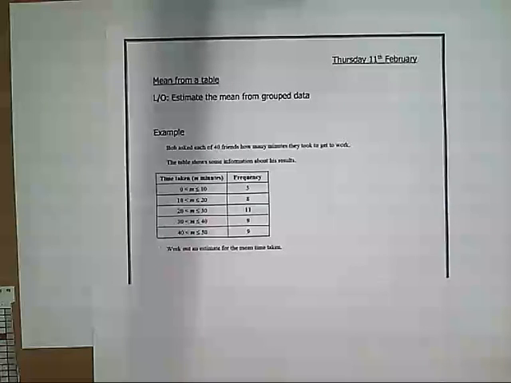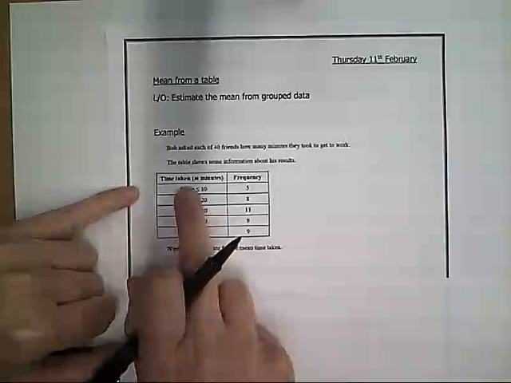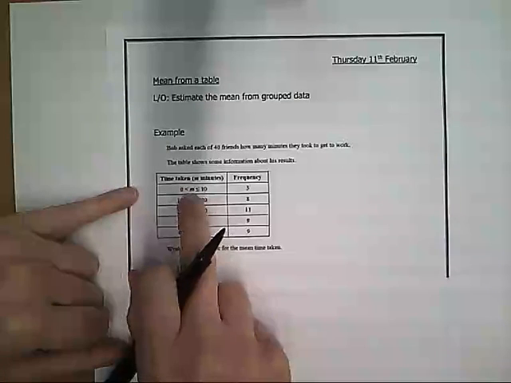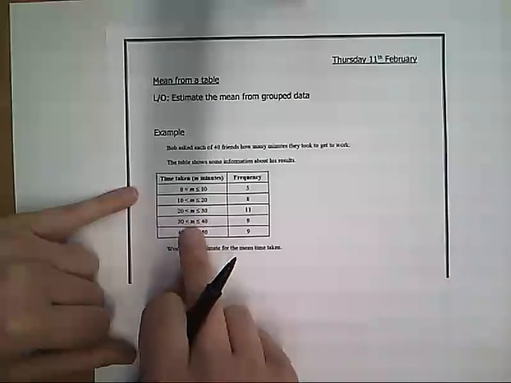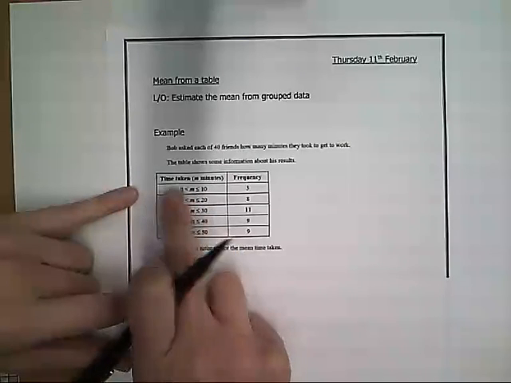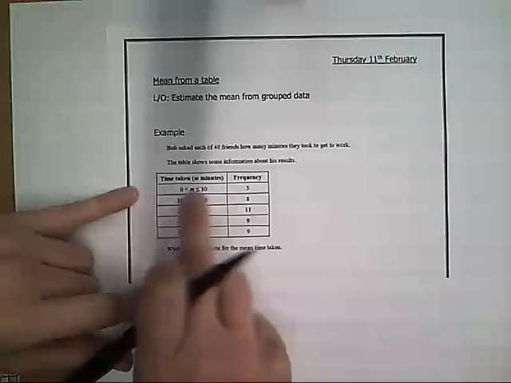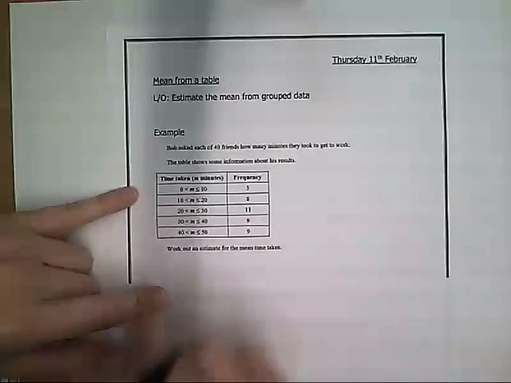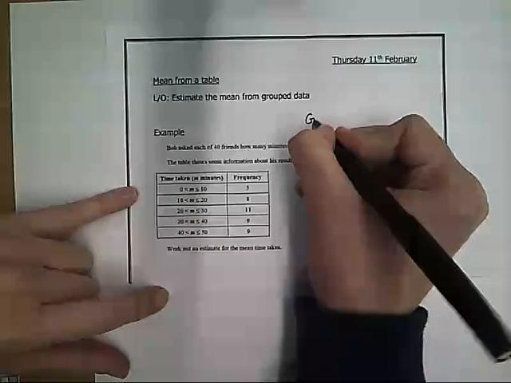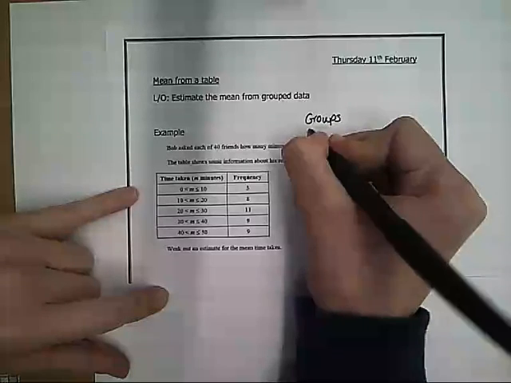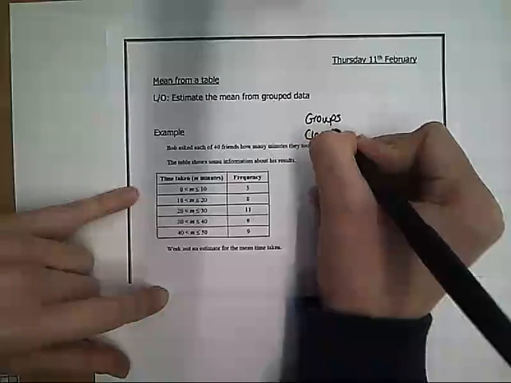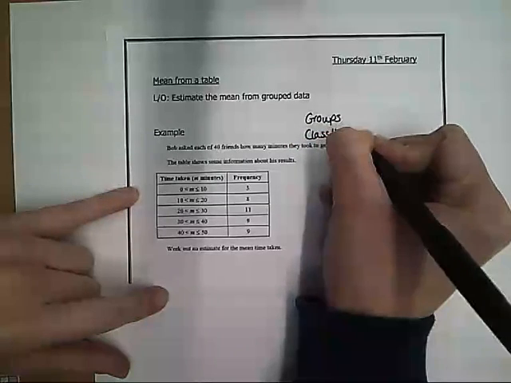Okay, so today we're going to look at mean from a table, but this time it's with grouped data. Now what I mean by grouped data is that instead of just having a single value, like 1 pet, 2 pets, 3 pets, 4 pets, etc., the times we're talking about today are given in what we call groups. Sometimes they're called groups, sometimes they are called class intervals. Oh, it would help if I could spell it.